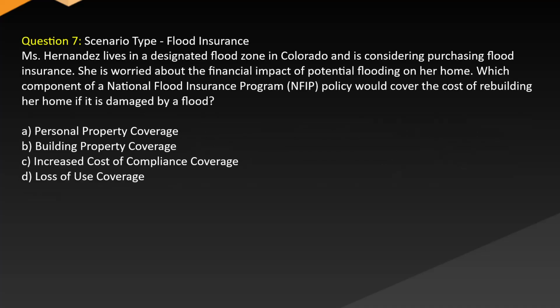Question 7. Scenario type. Flood insurance. Ms. Hernandez lives in a designated flood zone in Colorado and is considering purchasing flood insurance. She is worried about the financial impact of potential flooding on her home. Which component of a National Flood Insurance Program (NFIP) policy would cover the cost of rebuilding a home if it is damaged by a flood? A. Personal property coverage. B. Building property coverage. C. Increased cost of compliance coverage. D. Loss of use coverage.